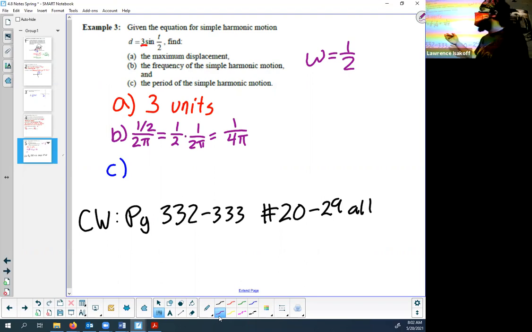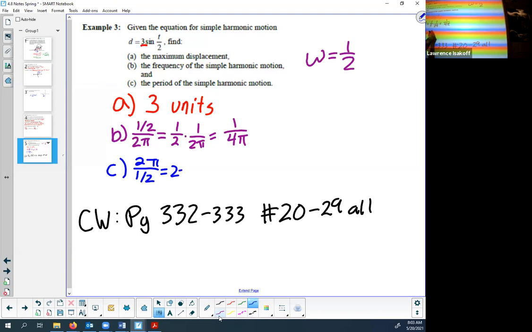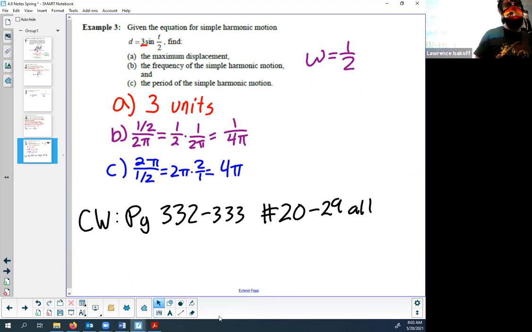So the frequency is how many cycles it goes through in 1 second. The period is how long it will take to go through one cycle. So the period will be 2 pi over 1/2, which is 2 pi times 2 over 1, which is 4 pi, which is also the reciprocal of my frequency. My frequency was 1 over 4 pi. Take the reciprocal of that, that'd be 4 pi over 1, or just 4 pi for my period.